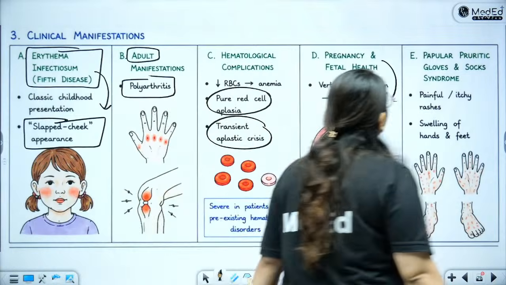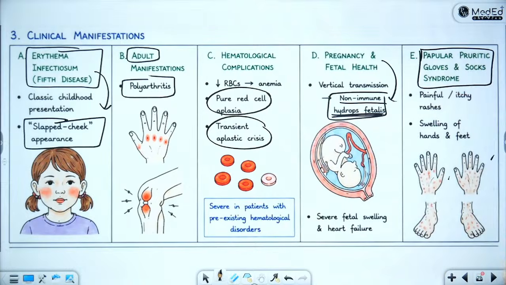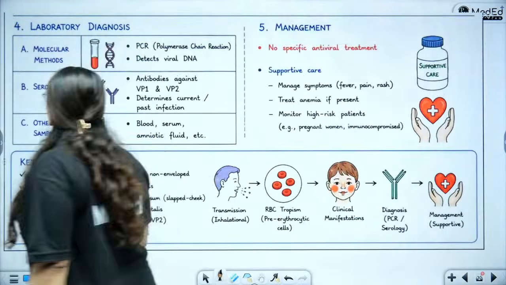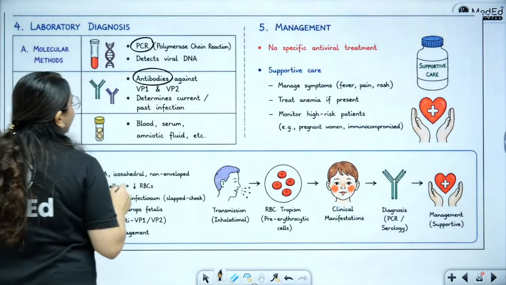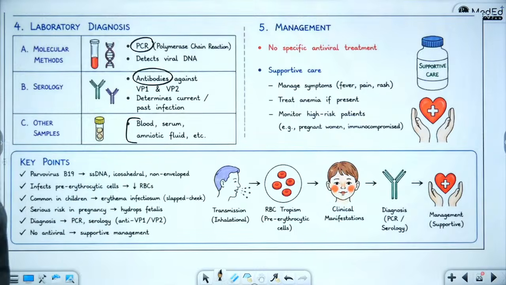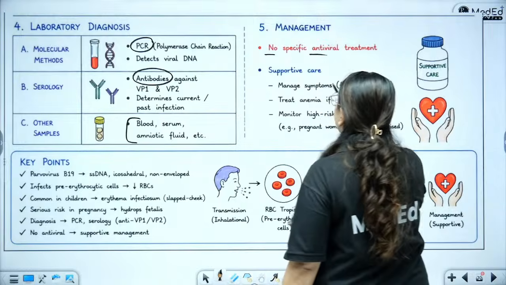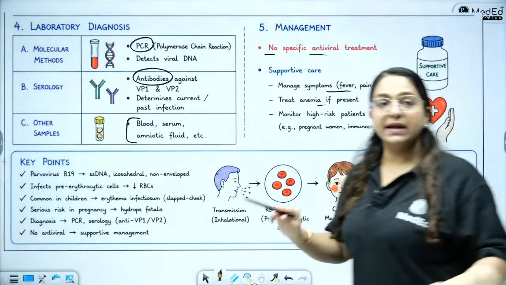And then finally, it can also cause papular purpuric gloves and socks syndrome, in which there is a swelling in the hands and feet. That is why gloves and socks or stockings. You will do PCR as the mainstay of diagnosis. You can detect antibodies in the blood, serum or amniotic fluid, right? Management: there is no specific antiviral. You simply manage the symptoms, treat the anemia, and of course treat the high-risk pregnant females.